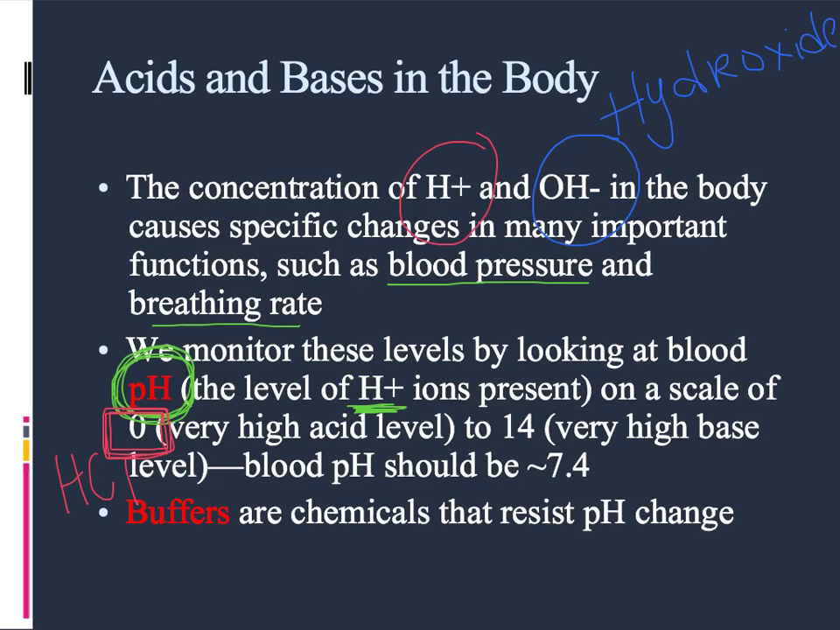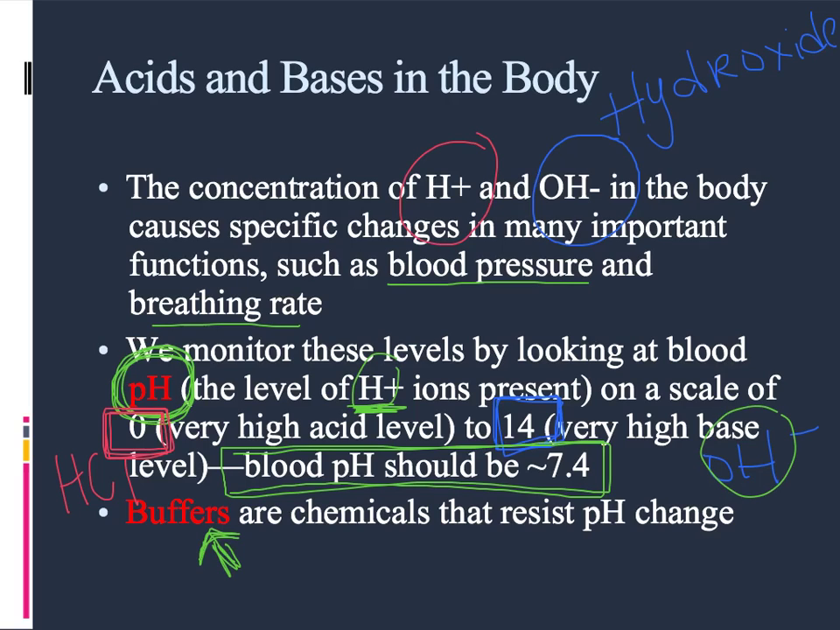And then the opposite reading on the pH scale is 14. That means it's a very basic substance and it has a lot of hydroxide. Neutral, or kind of right in the middle, is right around 7, and blood pH is generally between 7.2 and 7.4, so right at the neutral level. In your body, there are a lot of compounds called buffers that are small chemicals generally that help to absorb extra levels of hydrogen or extra levels of hydroxide and keep your pH right around neutral.